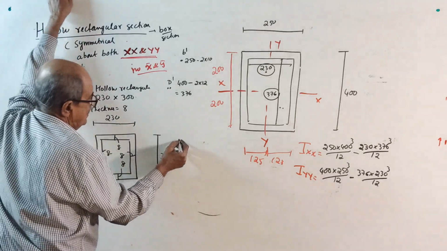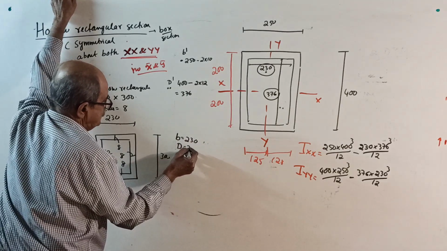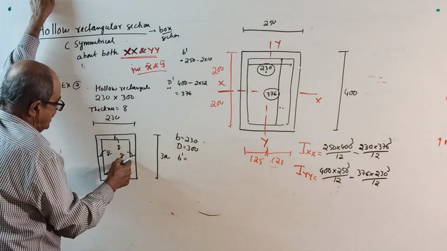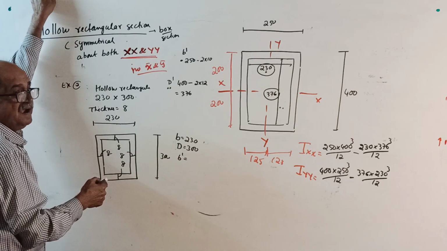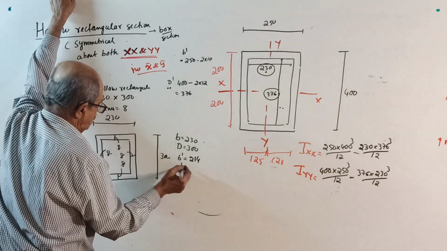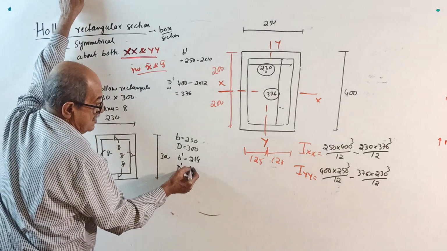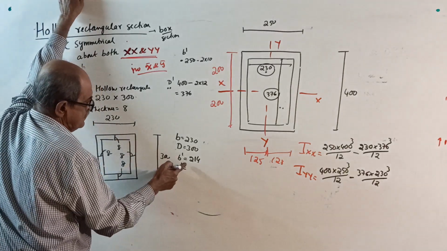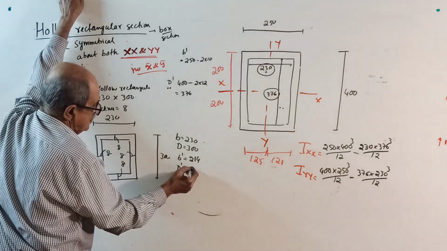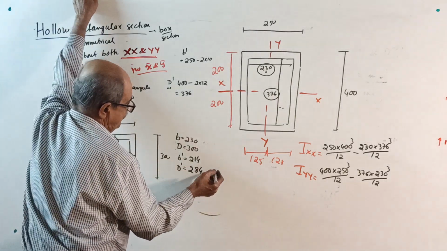So in this question, B equal to 230, D equal to 300, your B dash equal to 230 minus 8 and 8. 8 and 8 is 16, so 214, and D dash equal to 300 minus 8 and 8, which is 16. Correct? 230 minus 16 is 214, 300 minus 16 is 284. Correct. Over.